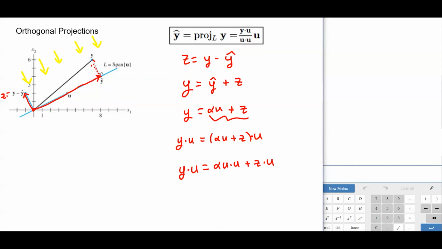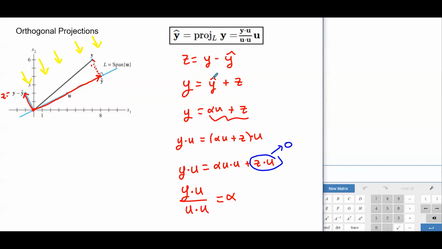Since u and z are orthogonal, we know that this dot product is 0. And now if I just divide both sides by u dotted with itself, I get this constant. So I get the constant alpha by making this calculation.